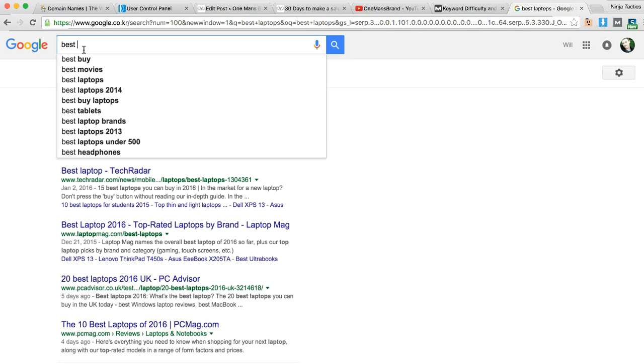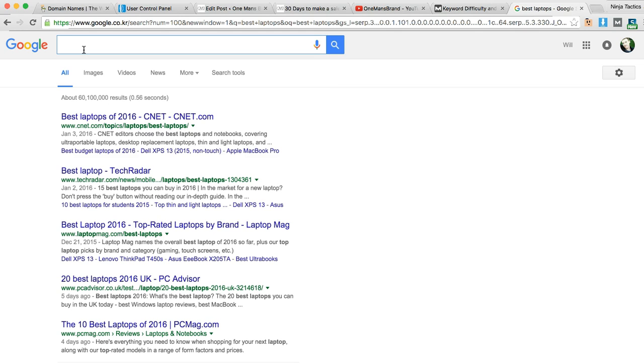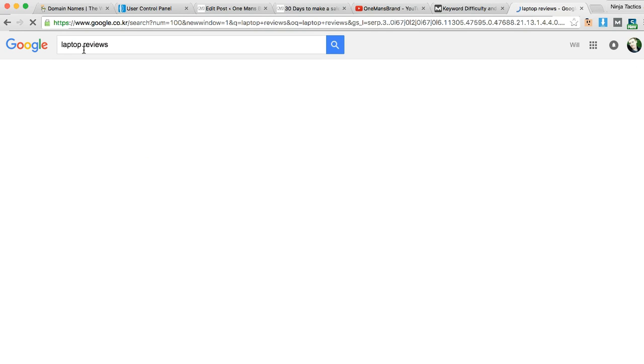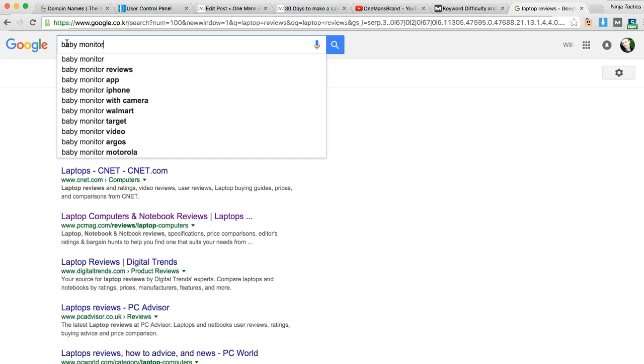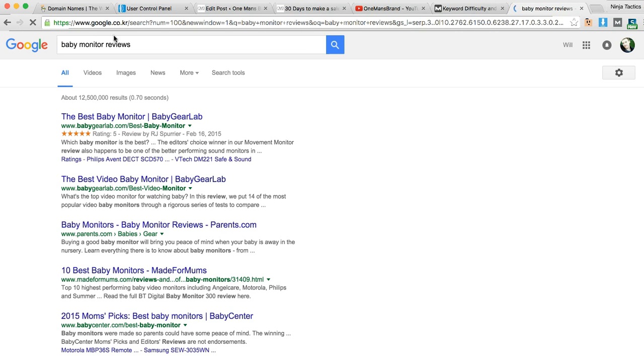The second type of queries are review type queries. So for example, let's think of one. Just go with laptops. Laptop reviews. It's obviously massively competitive, so I wouldn't actually recommend going for that for anyone. Or baby monitor reviews. So these are the two biggest buyer intent terms that I would stick to when you're making your first website.